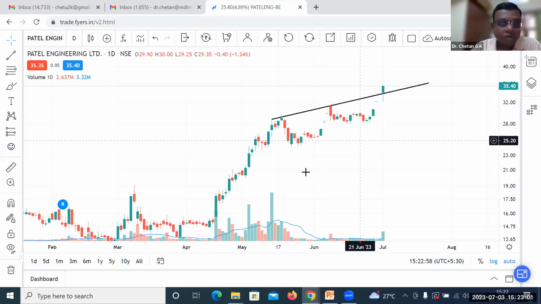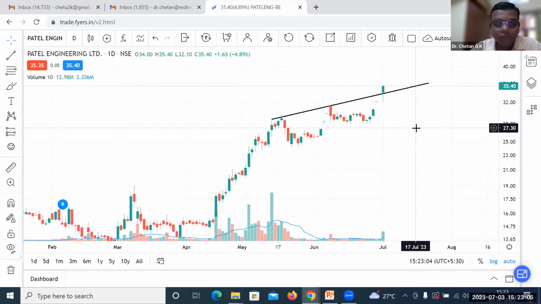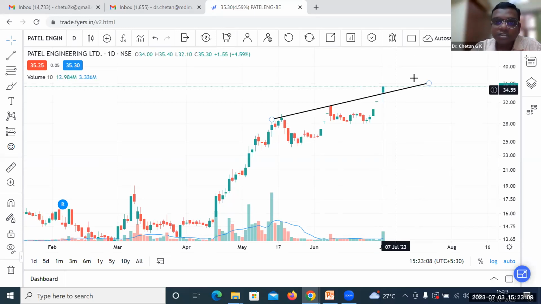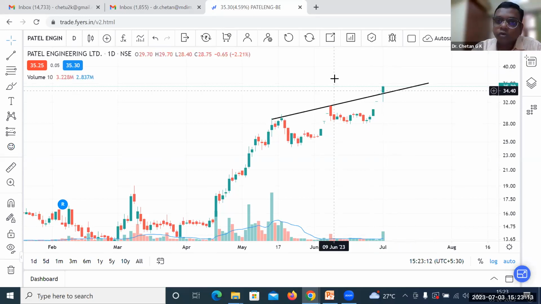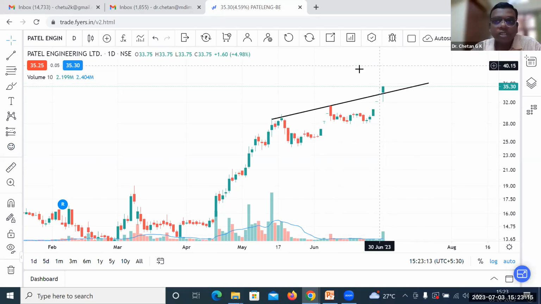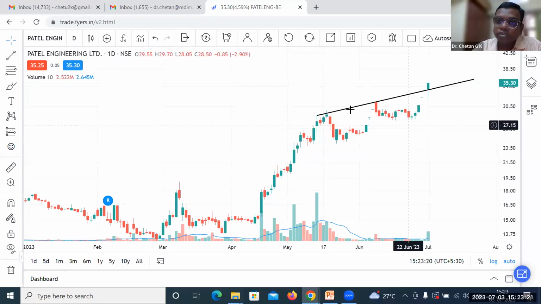And this particular stock is also not listed on the futures market. I can't really short this in the futures market. I cannot really buy a put option as such. So I don't want to look at this, because I don't hold Patel Engineering in my portfolio of investments also. So these are the reasons I don't want to go for this.